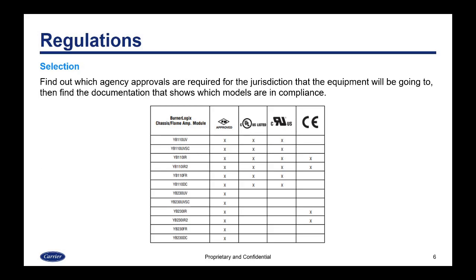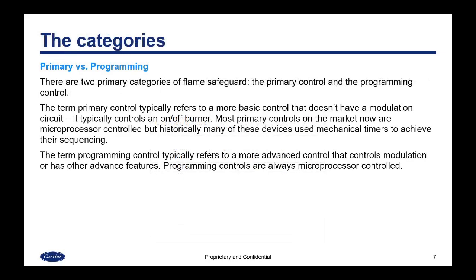So for flame safeguards themselves, there are two primary categories: the primary control and the programming control. And these are really just terminologies. So the term primary control typically will refer to a more basic control that doesn't have a modulation circuit. So it will typically control an on-off burner. Most primary controls on the market now are microprocessor controlled, but historically many of these use mechanical devices or mechanical timers to achieve the sequencing. And the term programming control typically refers to a more advanced control that controls modulation or has other advanced features. Programming controls are almost always going to be microprocessor controlled.